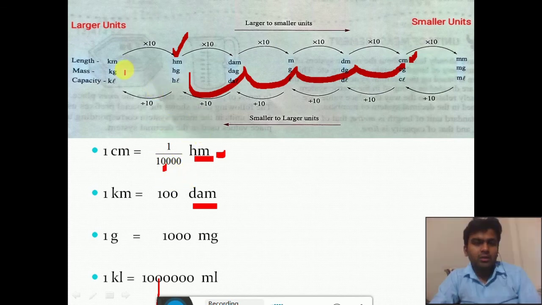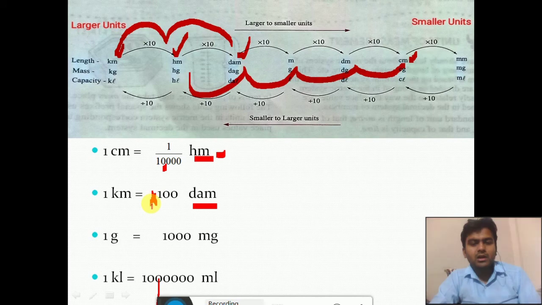Now kilometer to decameter. Kilometer is written here and decameter is written here. Now change it to decameter. So how many jumps? Count. One jump, two jumps, two forward jumps, larger to smaller, or left to right. So left to right you have to multiply. So you have to multiply the given number by 100 because of two forward jumps.